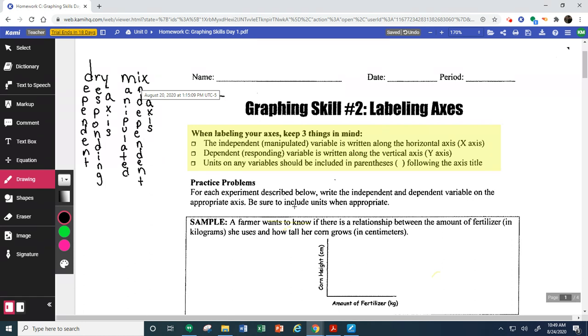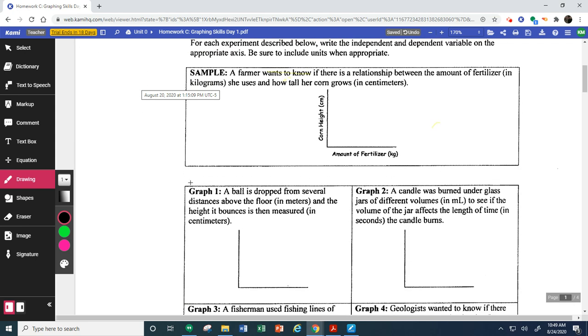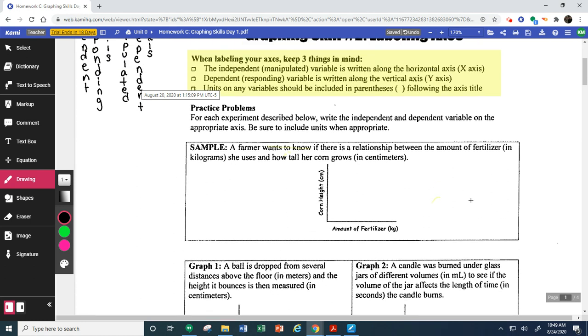So again, what you are in control of in the experiment is always on the X, and what you are measuring because of that change is on the Y. So I'm going to go ahead and scroll down, and here's an example. We have this farmer who wants to know if there's a relationship between the amount of fertilizer in kilograms she uses to how tall her corn grows. So again, what is she in charge of? She can control how much fertilizer the plant receives. She can't control how tall the plant gets. And so that's the amount of fertilizer.